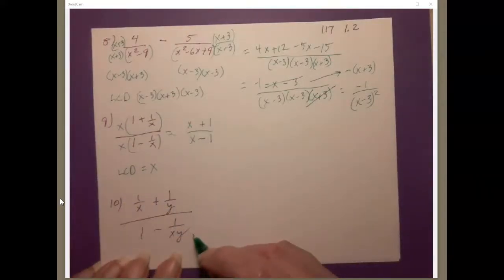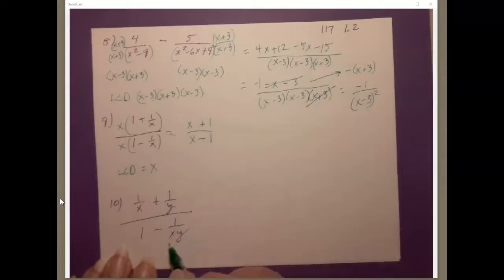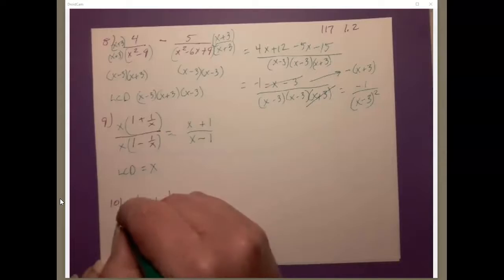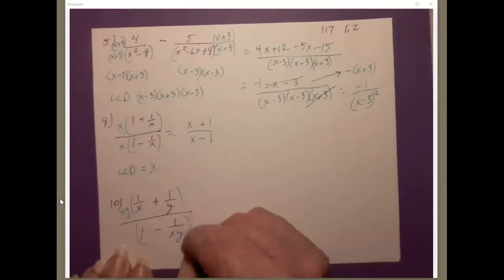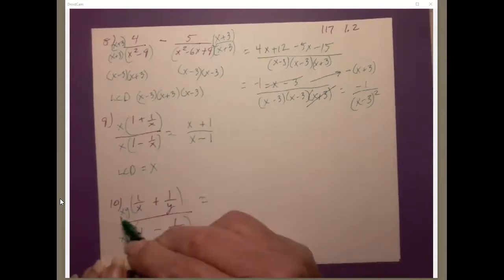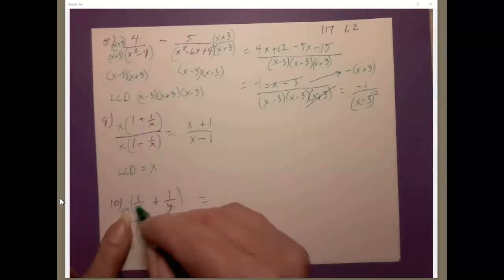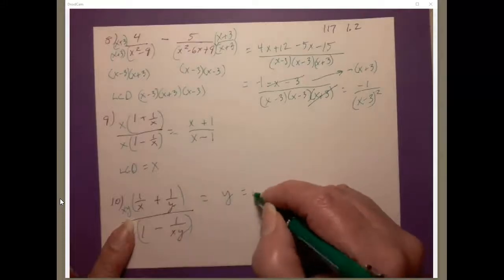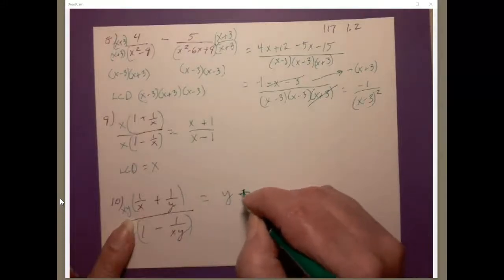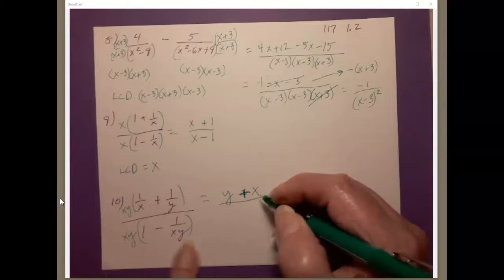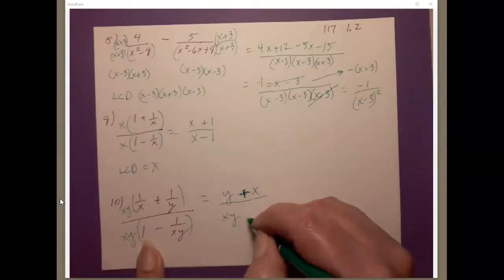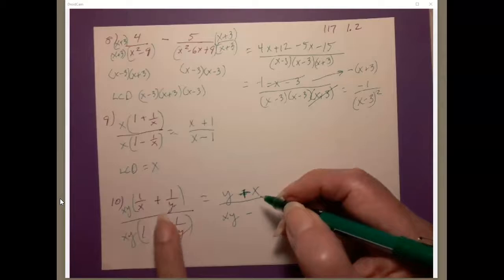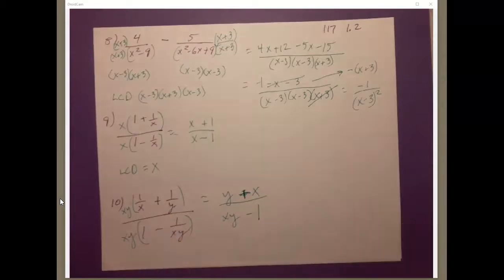Doing the same thing with number 10 here, I see my LCD is actually x times y. It contains an x, it contains a y, and it contains xy. So I need xy. I'll distribute the xy. xy divided by x would reduce an x, so I'm left with y. xy divided by y would reduce the y, which means I'm left with x. So I need a plus x here. And then xy here is going to be xy times 1 is xy minus. The xy's will reduce here, and I'll be left with 1. And that's as reduced as I can get that expression.